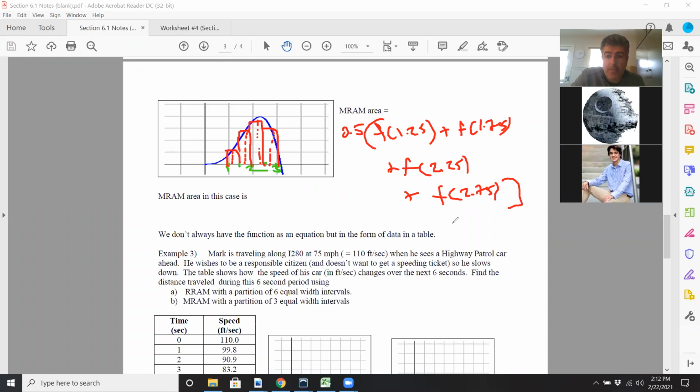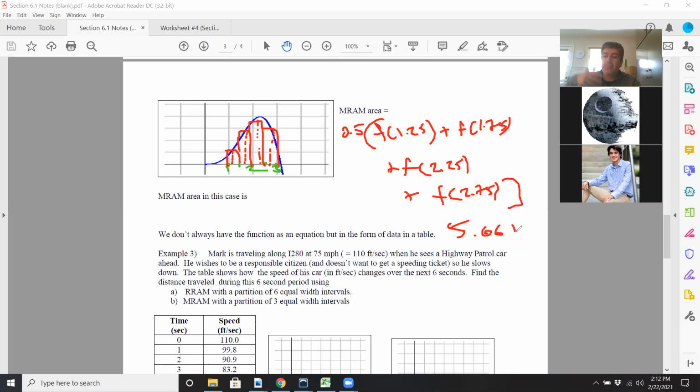Add all that up, you get 5.661, which, by the way, is bigger than parts A and B. You can't always assume MRAM is going to be between LRAM and RRAM. So it should be pretty simple calculations. It's very geometric, simple geometry. And again, we're just trying to find the area.